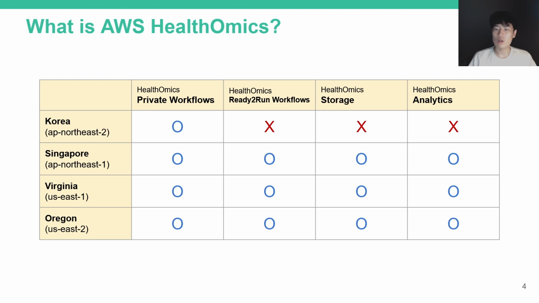First, private workflows is for running your own custom workflows, whether it's your own script or one from a community like nf-core. Next is ready-to-run workflows. This is a collection of workflows which AWS has already built and optimized. We'll be skipping them for now. Next is storage. It's a special and cost-effective storage solution designed for the files we use in bioinformatics. And finally, analytics. This transforms and loads your data into stores where you can query using Amazon Athena.